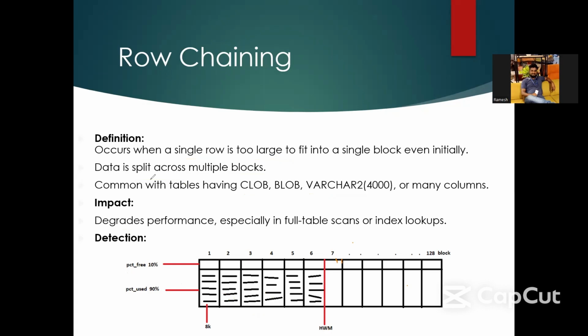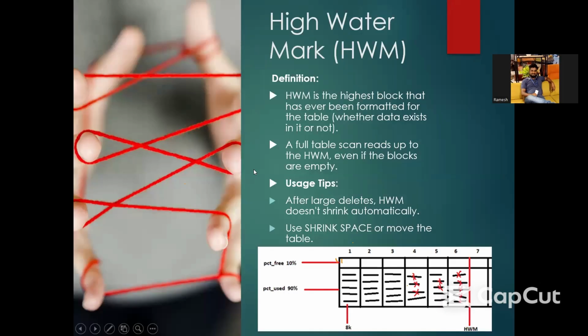Okay, so next we can move to the next slide. What is high water mark? Actually, high water mark is the highest block that has ever been formatted for the table, whether the data exists in it or not. A full table scan can read up to the high water mark even if the data blocks are empty.